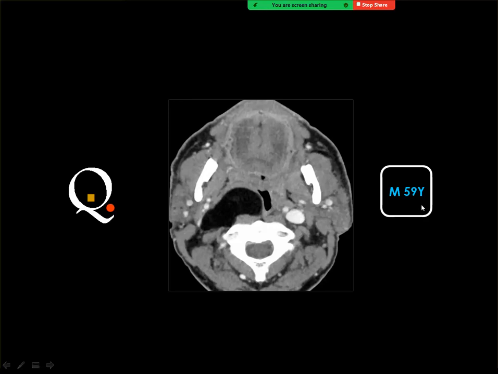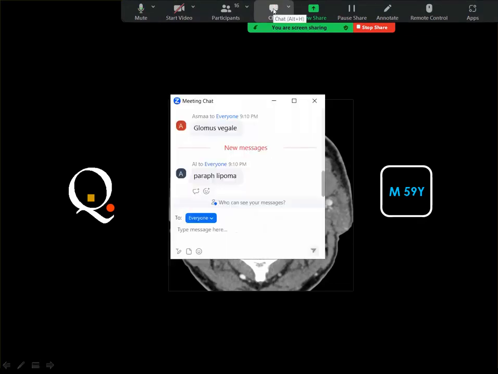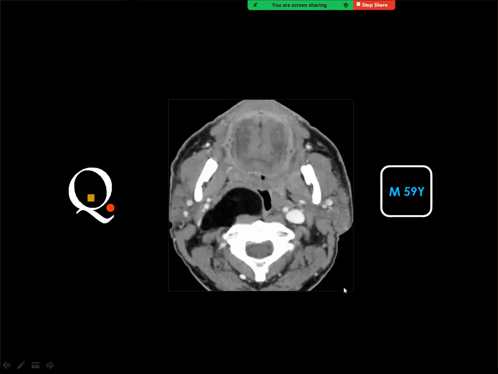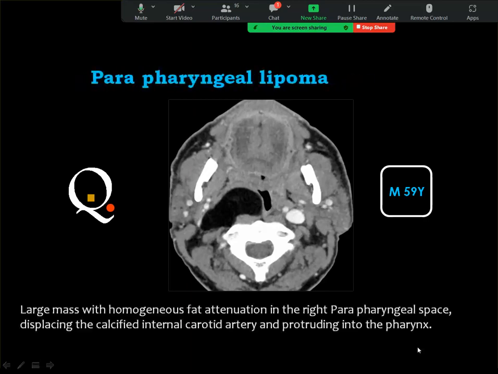Then this is a male, 59 years old, with a CT scan of the parapharyngeal space. Yes, this is right. This is parapharyngeal lipoma, and you see the low density of the lesion similar to the fat, and you see some internal shadows within the lesion, meaning that this is not air. You compare it with the air in the oropharynx. This is parapharyngeal lipoma, the right answer.